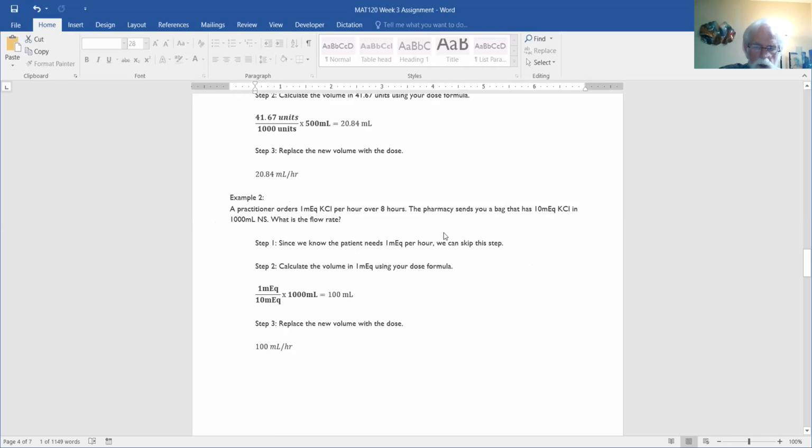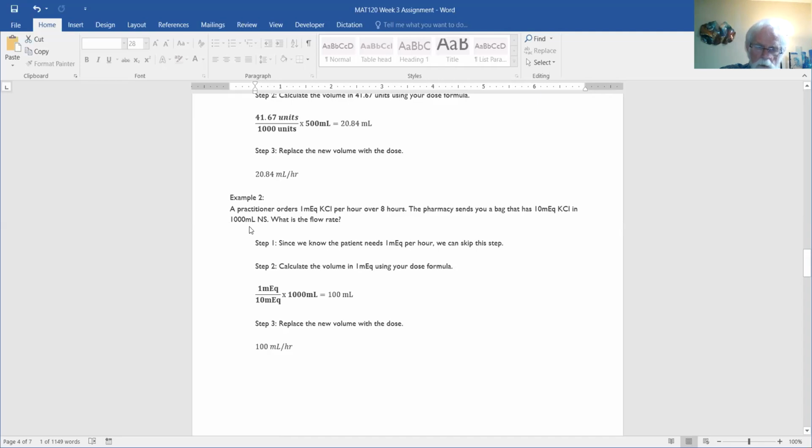So the volume, if we look at this now: the dose prescribed is 1 milliequivalent per hour. The dose on hand is 10 milliequivalents.